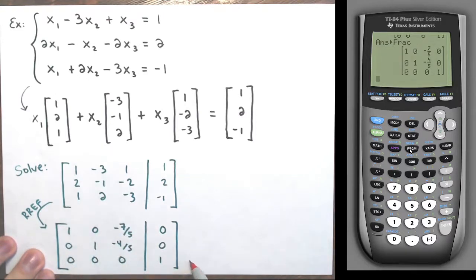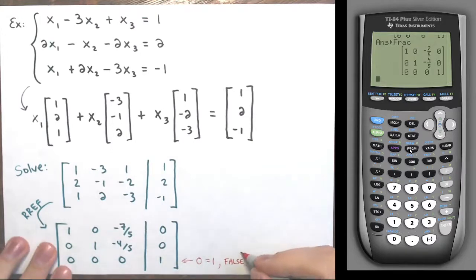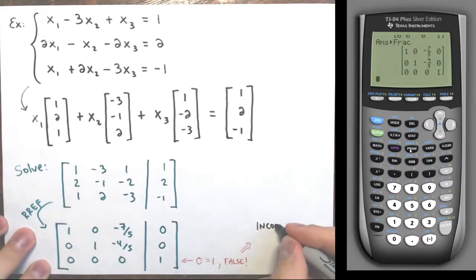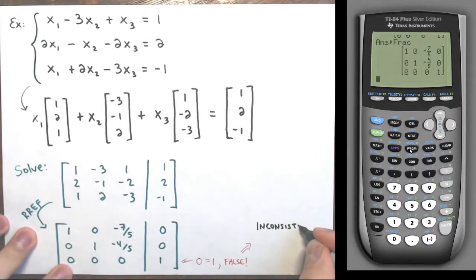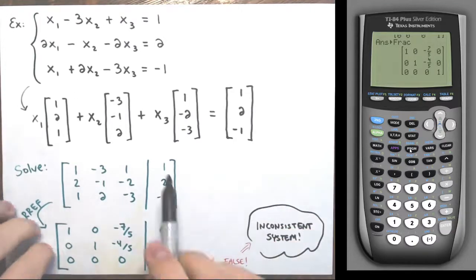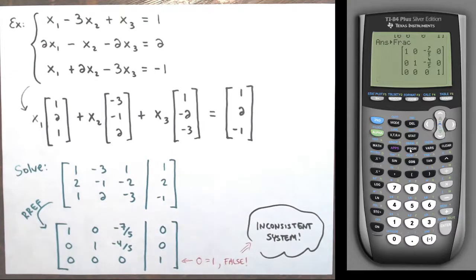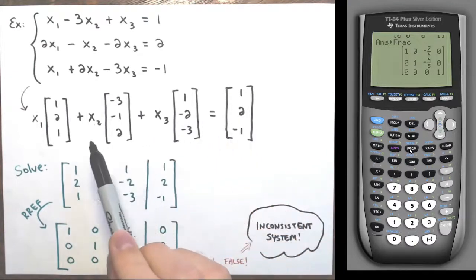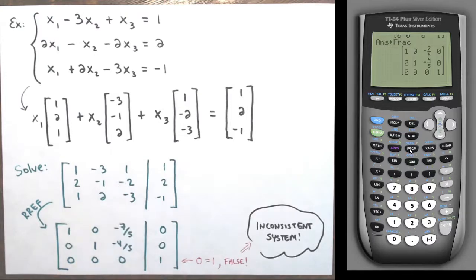It doesn't even matter. None of that matters, because look at the last row. That corresponds to 0 equals 1. Something that is never going to change, always false. You can't fix it. So that implies that the system is inconsistent, has no solution. So there is no way to write this vector as a linear combination of these three column vectors.